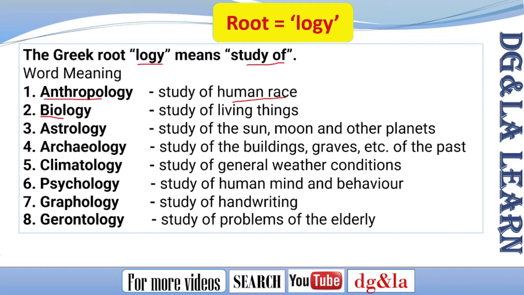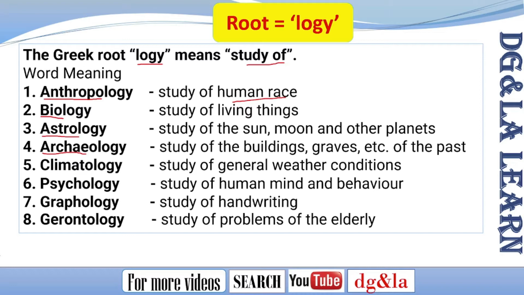Astrology. As we learned earlier, astro means star. Anything related to the sun, moon and other planets, we call astrology. The next one is archaeology. Archeo denotes something related to buildings, graves, or anything taken from the past, mostly the remains or the dead remains. Those can also come under archaeology. So the study of all those buildings and graves from the past is called archaeology.